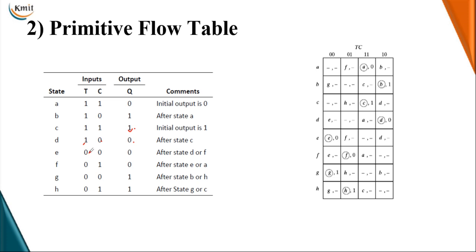Next, we are following here the fundamental mode of operation, so only one input is changed at a single time. Now T input is 0 and clock is 0. Since T input is 0, there is no change in the state, so the previous state only. Next, toggle input 0. Now the clock input is moved to the logic 1 state.